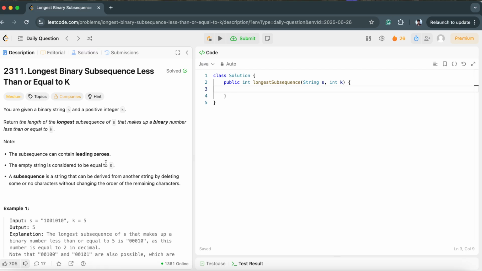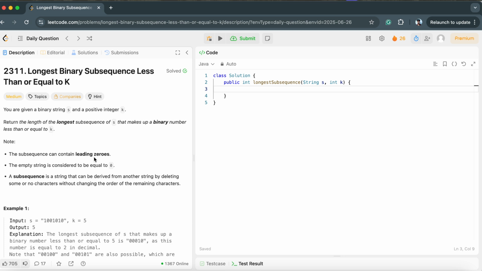In this video, I'll be covering LeetCode problem 2311, Longest Binary Subsequence Less Than or Equal to K. So let's see what the problem is basically saying. You are given a binary string s and a positive integer k. Return the length of the longest subsequence of s that makes a binary number less than or equal to k.